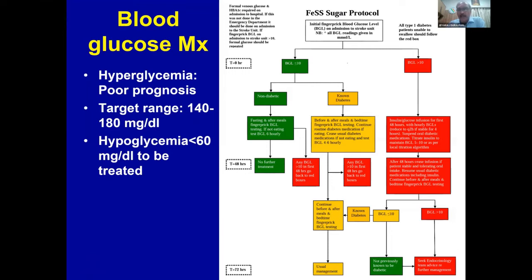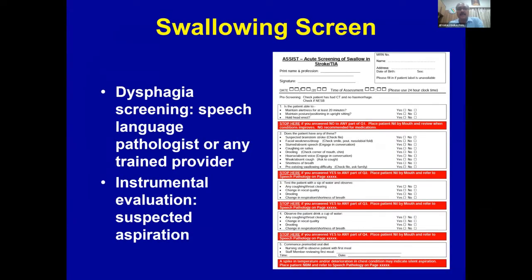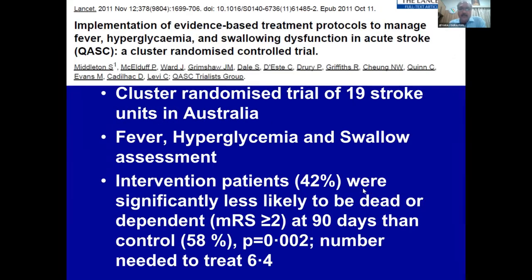The swallowing screen: there are multiple screening tools available, but before you feed a patient, a swallowing assessment has to be done, and that will prevent aspiration and pneumonia. So this was tested in a cluster RCT in New South Wales hospitals in Australia in 19 stroke units, and it clearly showed the benefit. The patients who went through this intervention were 42% less likely to be dead or dependent at 90 days as compared to the controls. The NNT was 6.4. So huge benefit, and basically this is a nurse-driven protocol.